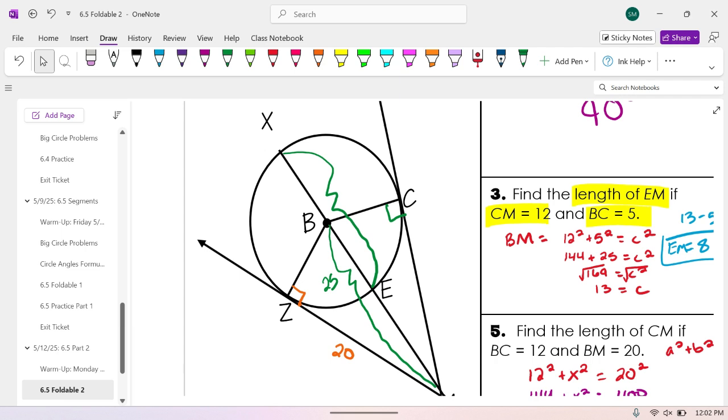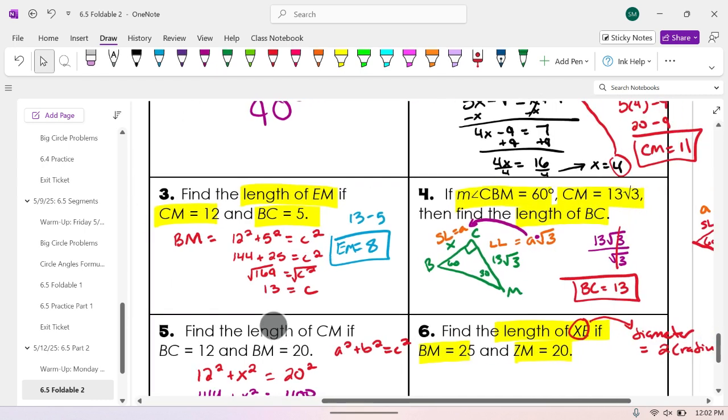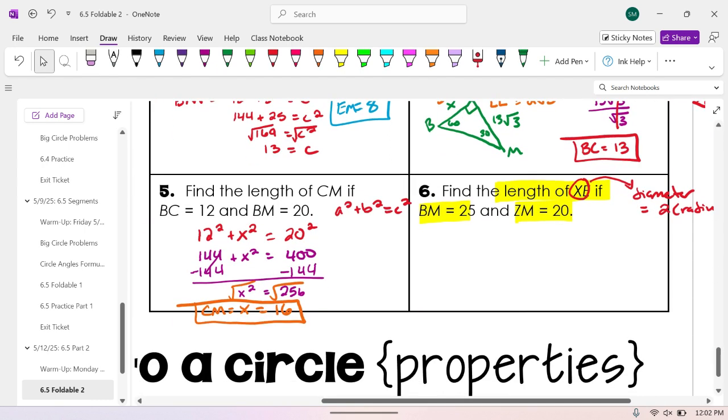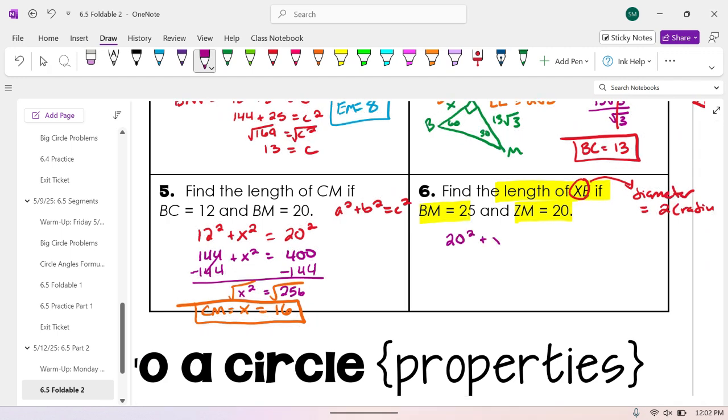So what we need to do first is find BZ. Because if we find BZ, we can multiply it by 2 to get XC. It doesn't matter which radius we find on this circle, as long as we find the radius, because remember, any radii on the same circle are going to be congruent. So again, we got Pythagorean theorem. So this will be 20 squared plus x squared is equal to 25 squared. So this will be 400 plus x squared is equal to 625.